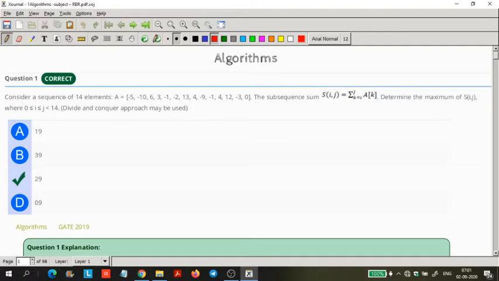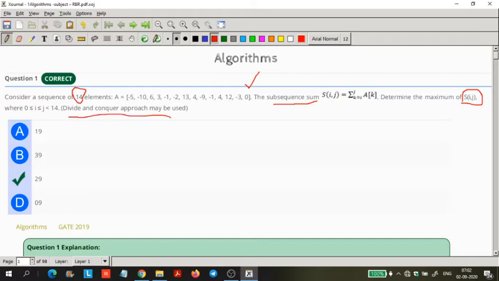Here, consider a sequence of 14 elements. The subsequence sum is S of i,j, the summation of a of k for k equal to i to j. Determine the maximum of this subsequence sum, where i is greater than or equal to 0, j is greater than or equal to i, and 14 is greater than j.